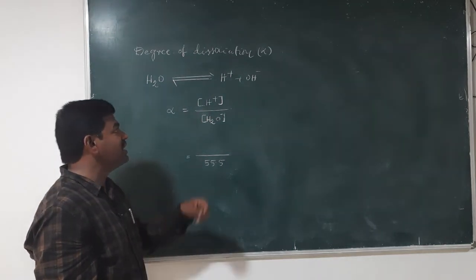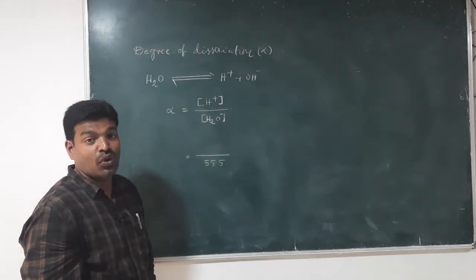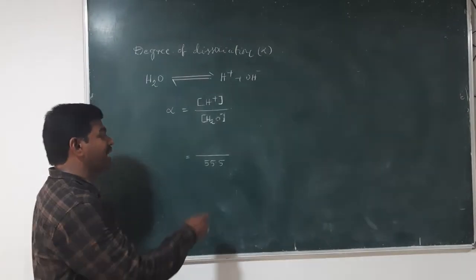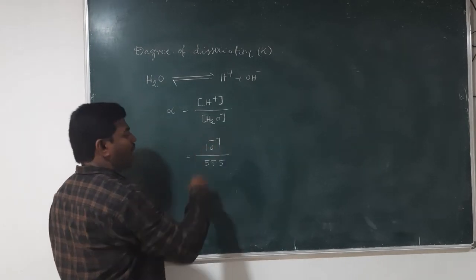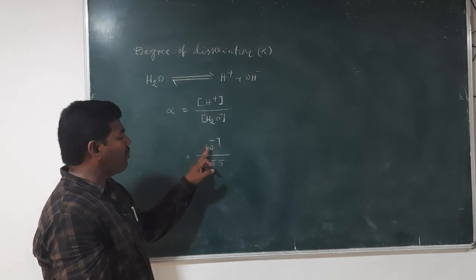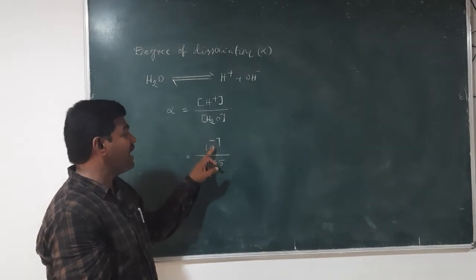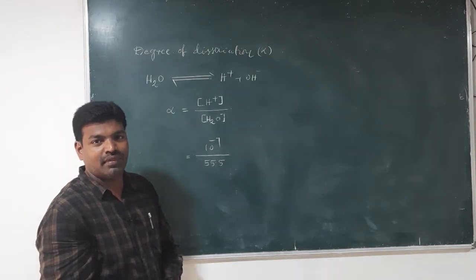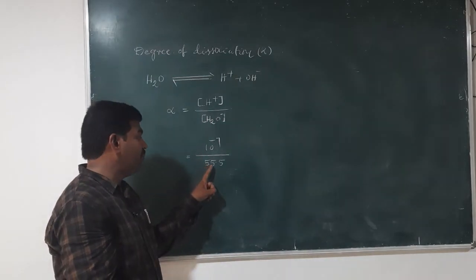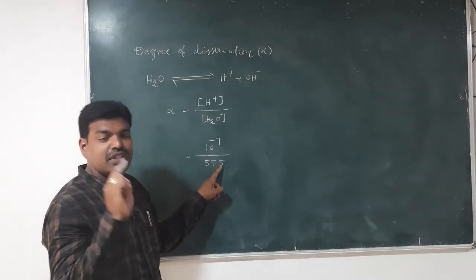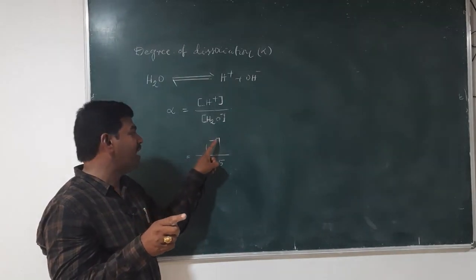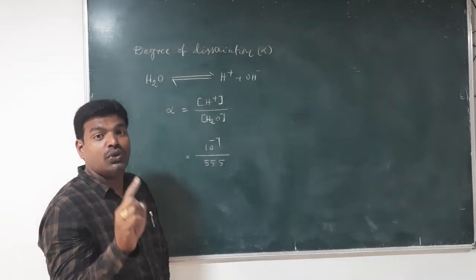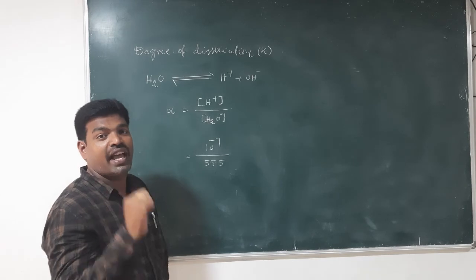Then what is the concentration of dissociated H plus ion? We know that it is 10 power minus 7 molar. 10 to the power of minus 7 molar means 10 to the power of minus 7 moles of H plus ions present in 1 liter of water. So out of 55.5 moles of water molecules, only 10 to the power of minus 7 moles of H plus ions are present. That shows to what extent water undergoes ionization.